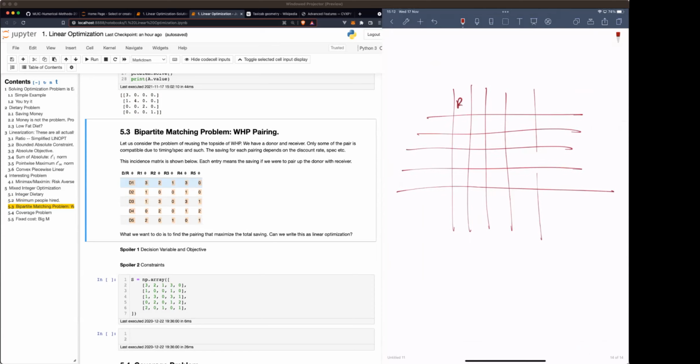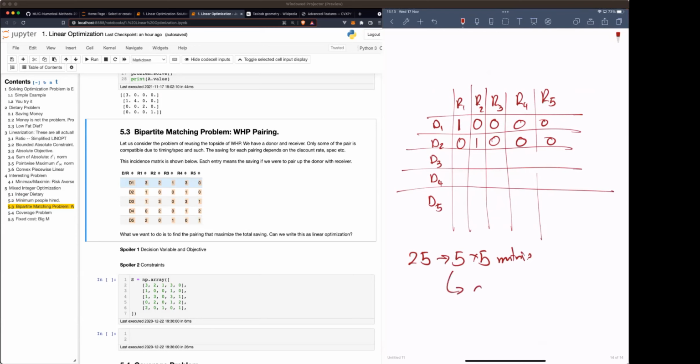So this is receiver 1, receiver 2, receiver 3, receiver 4, and receiver 5, and D1, D2, D3, D4, and D5. For the one that I circle, I'm going to put 1. For the one that I don't circle, I'm going to put 0. So you're going to have 25 numbers in a 5 by 5 matrix, and each element is a Boolean, an integer that is 0 or 1.